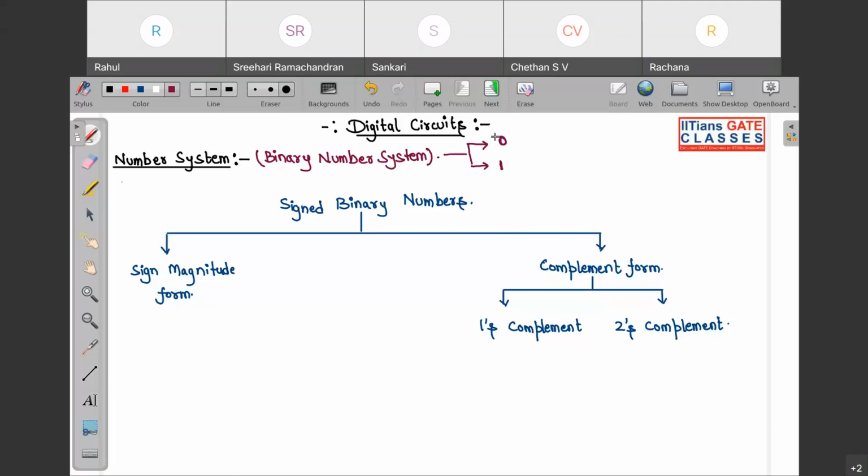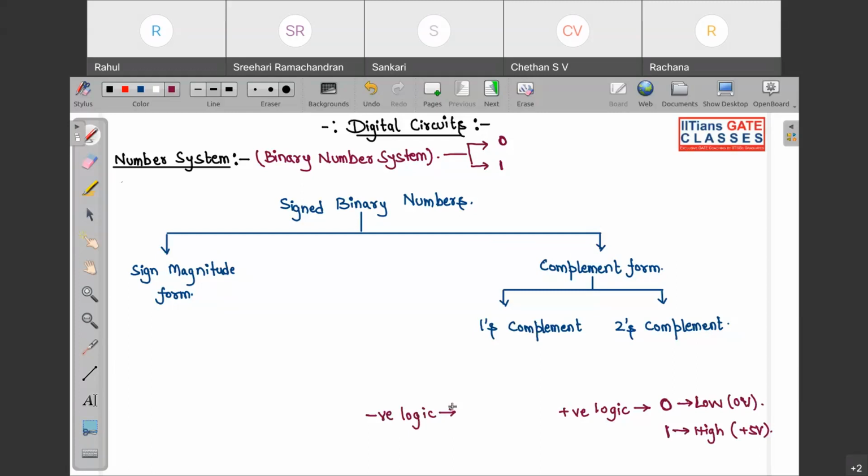Now if we use positive logic, what happens? 0 corresponds to low, or you can say even 0 volt, and 1 corresponds to high or plus 5 volt. Now with negative logic, there is one more kind of logic, that is negative logic.